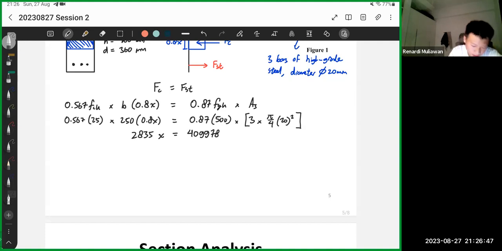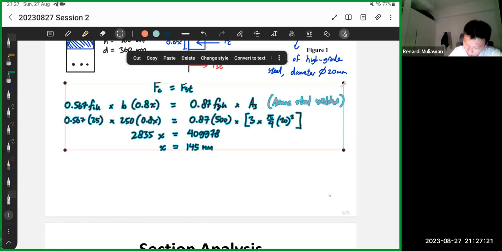Oh, by the way, I forgot to mention something. Here we assume the steel has yielded. So I'll write it down: assume steel yielded. Okay, so next x is just that number divided by 2835. So 145 millimeters. So that's our neutral axis. Okay, so let's go to the next part.